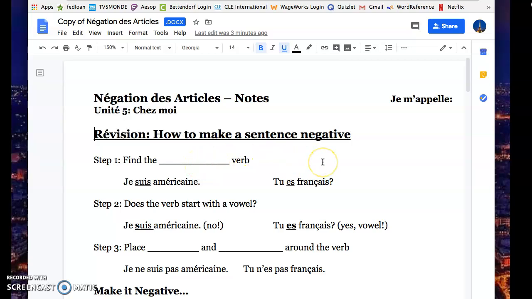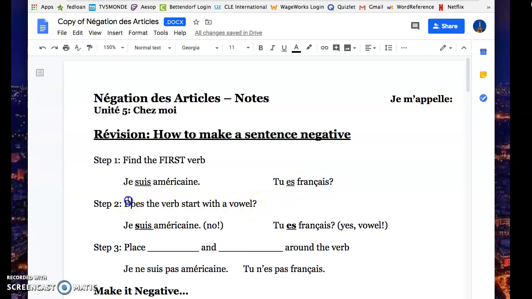Révision, how to make a sentence negative. Like we said, you're gonna have ne and pas. You need to find the first verb in the sentence. So in this one, je suis américaine. Suis is your first verb. It's also your only verb. In the sentence, tu es français, es is your first verb. It's also your only verb.